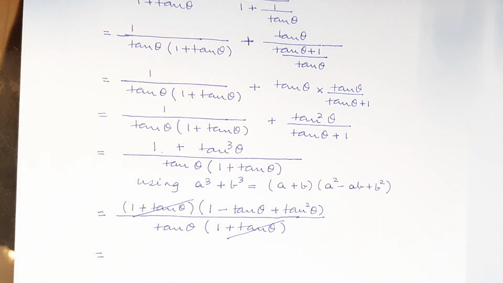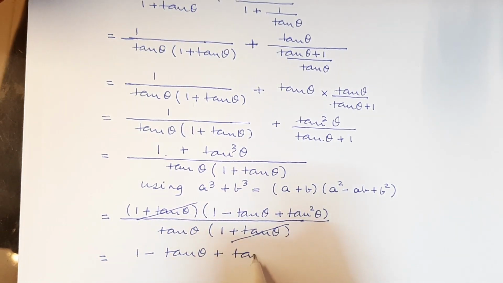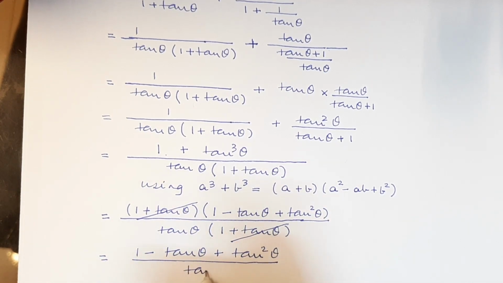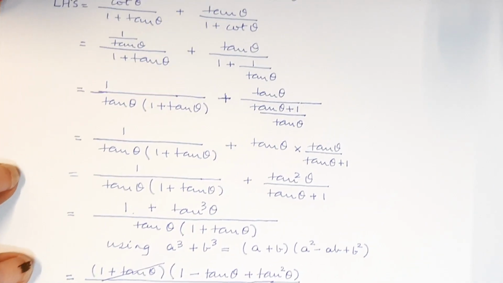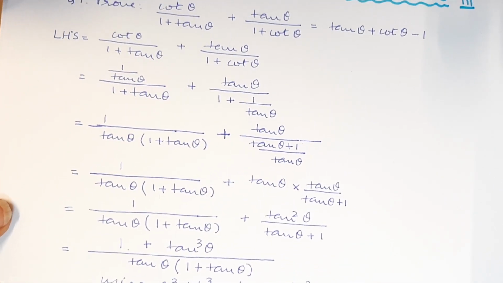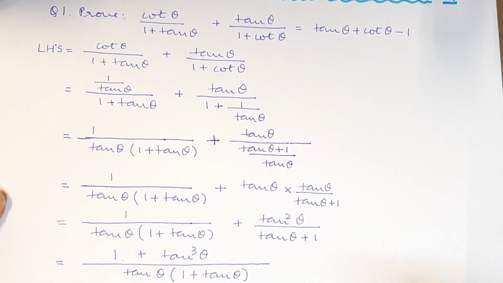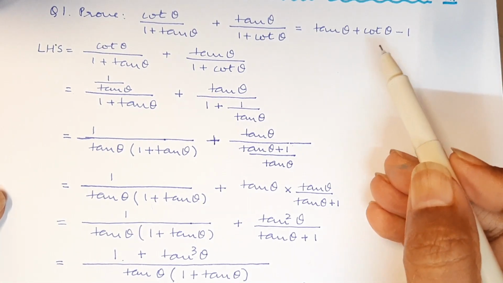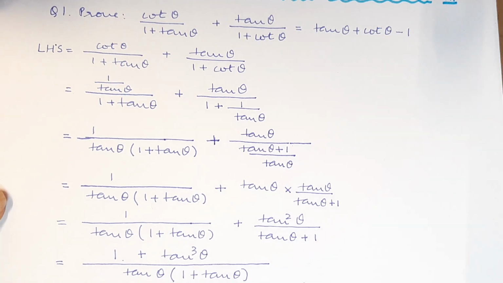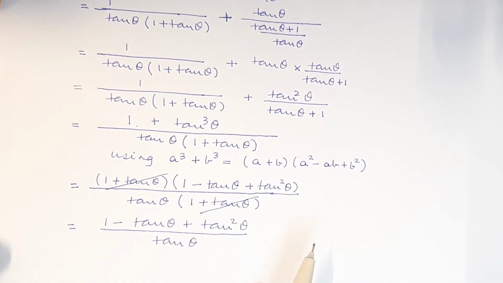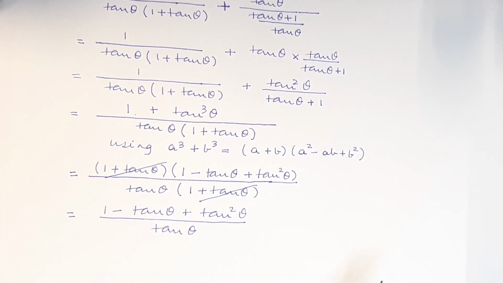We can cancel it, and now we have 1 minus tan theta plus tan square theta upon tan theta. Now look at your RHS. What is our RHS? Look over there. The RHS is tan theta plus cot theta minus 1, which means there are 3 terms. Now, are we having 3 terms here? No, we are having just 1 term here.